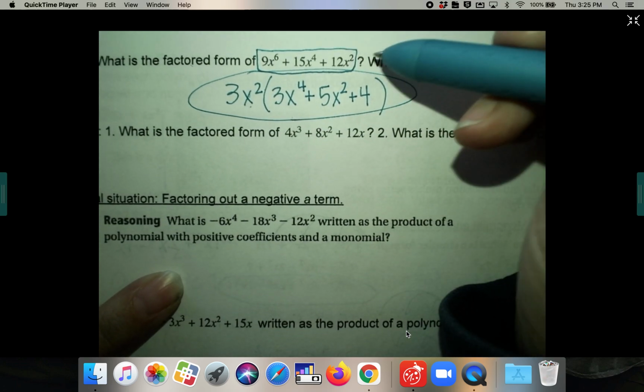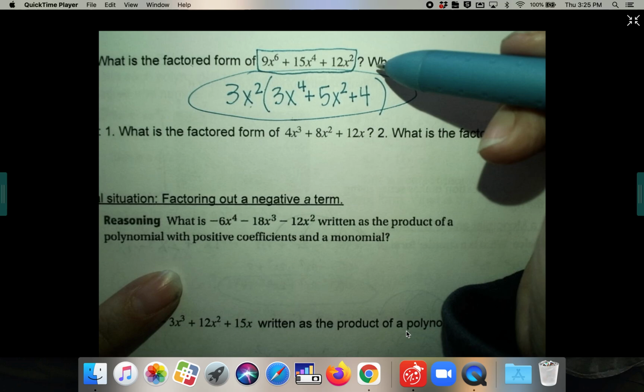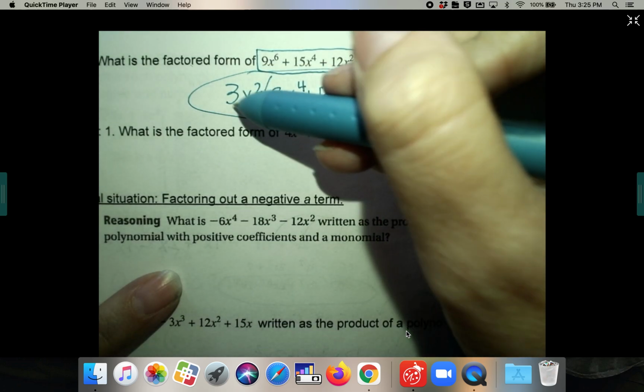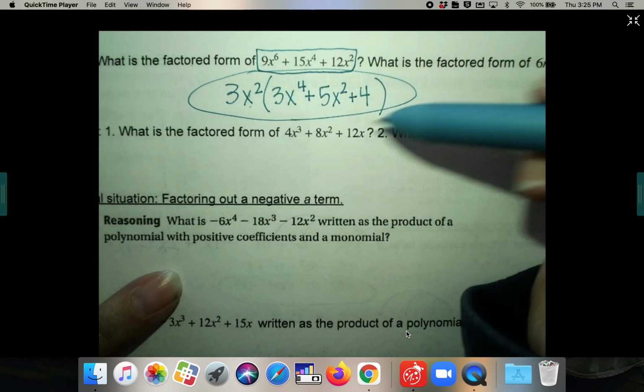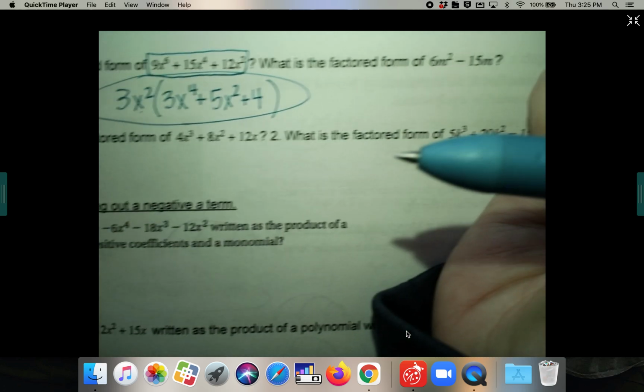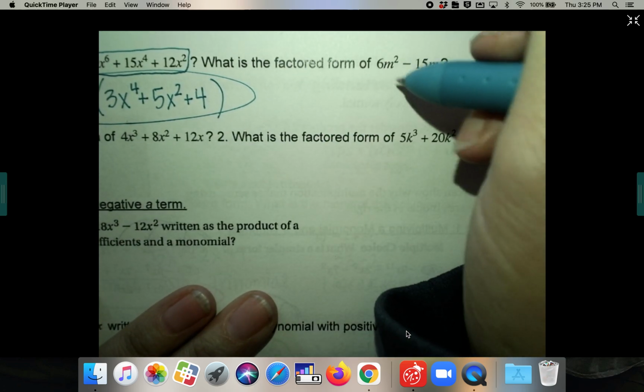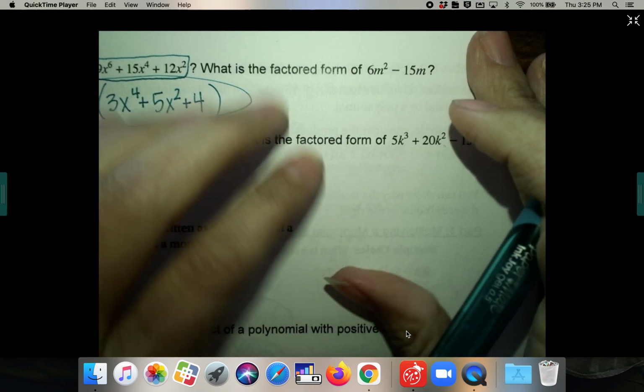So we took a trinomial that has some greatest common factors in it, and we factored out the greatest common factor, and now this is factored form. Okay, so let's do the same thing on this one. 6m squared minus 15m.